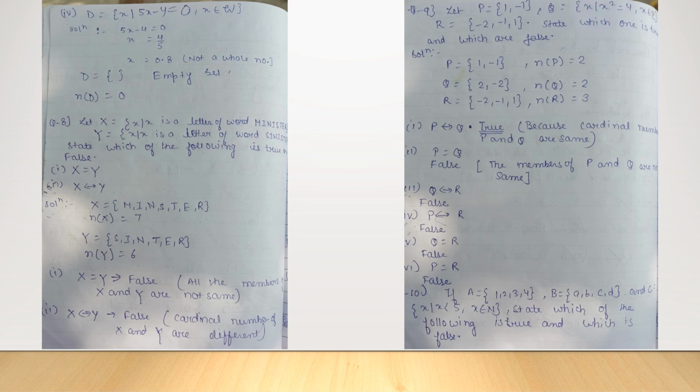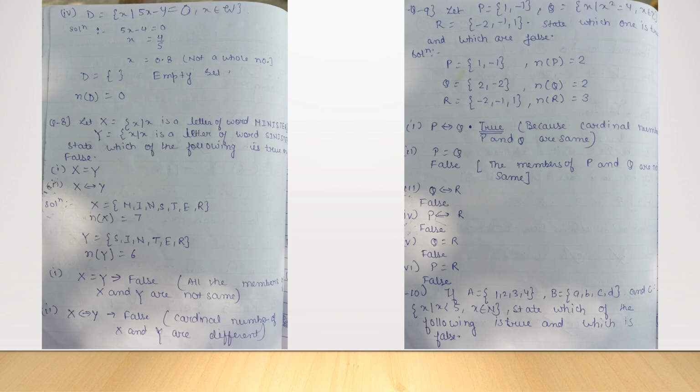The first part is X is equal to Y. Two sets are equal if the members are same. But as we can see, set X and set Y are having different members, so it is false. X is equivalent to Y. It is also false because for the sets to be equivalent, the cardinal numbers must be same. Here the two sets have different cardinal numbers, so they are not equivalent.